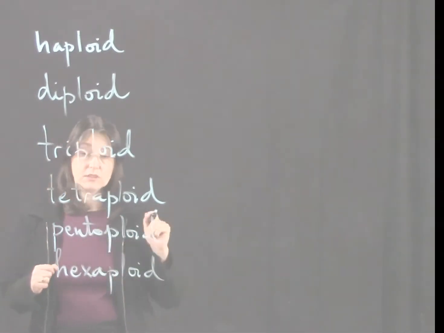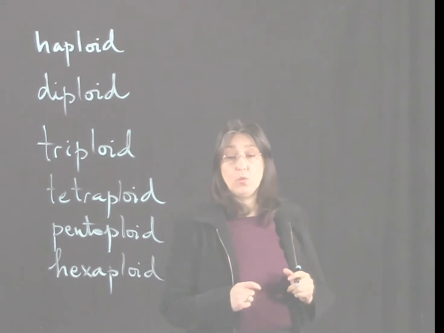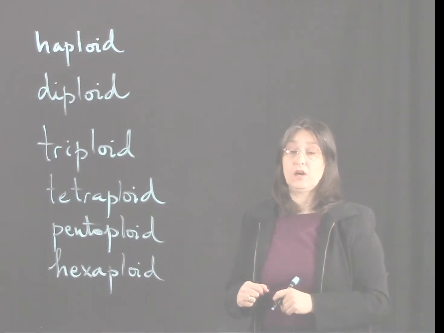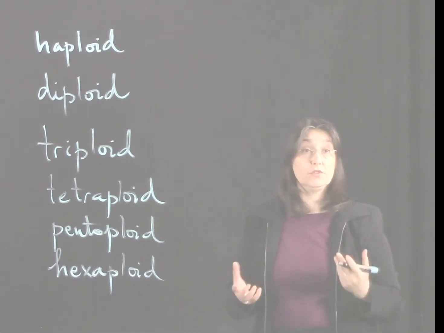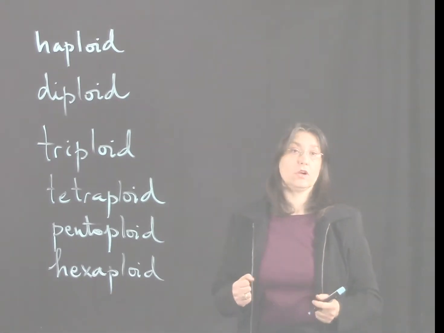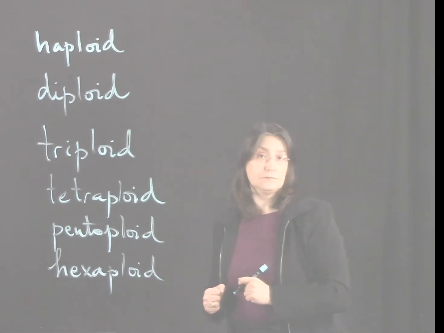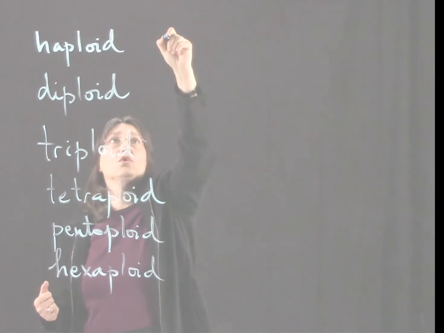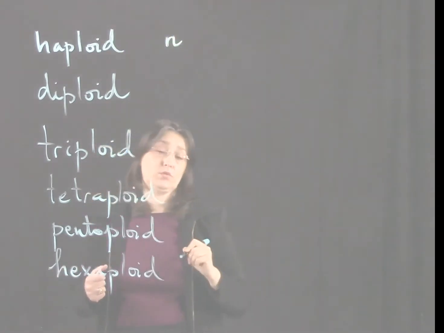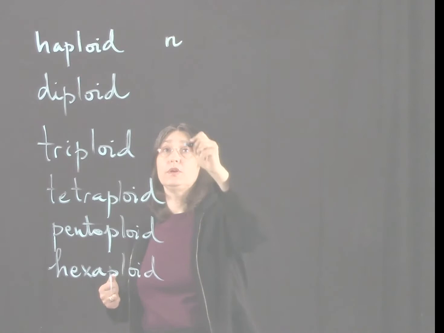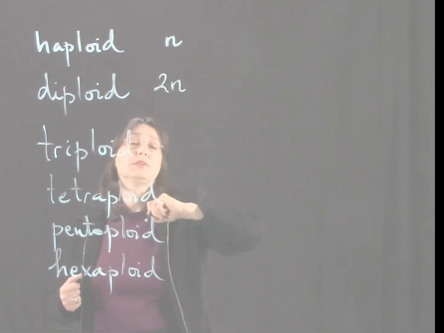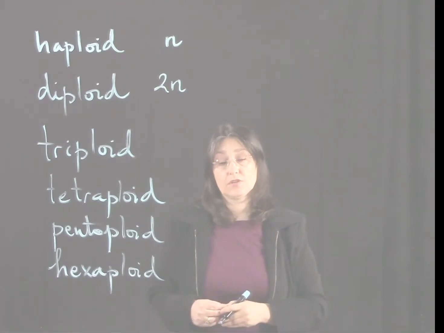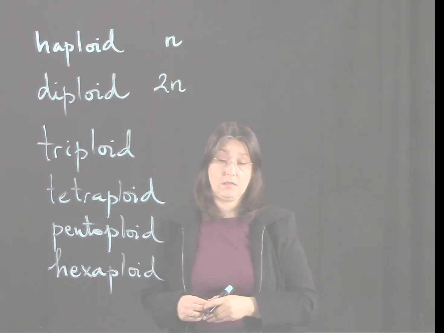So again, as usual, take a moment and think. What are the words you recognize and what do they mean? Can you explain this concept to a friend? And if you cannot, it means you're not ready, so go back and review that. Instead of writing the whole word, we signify haploid with N and diploid with 2N, which simply refer to the number of sets of chromosomes a cell has.